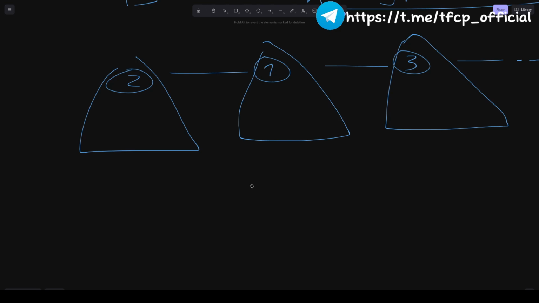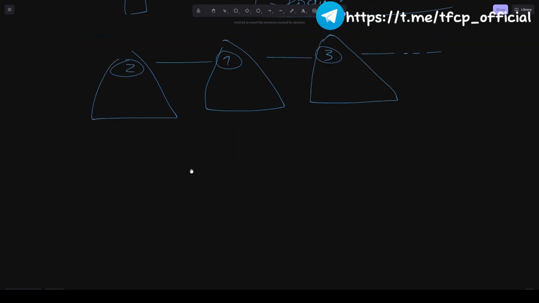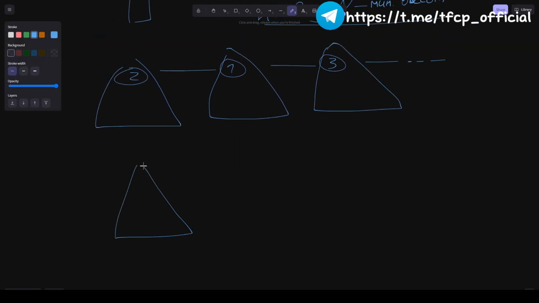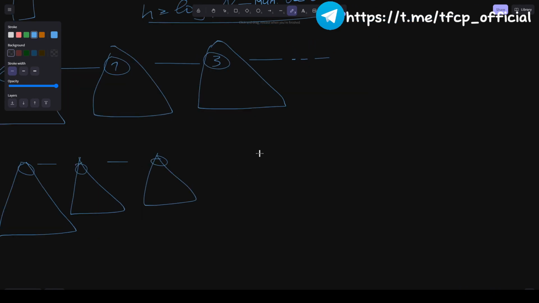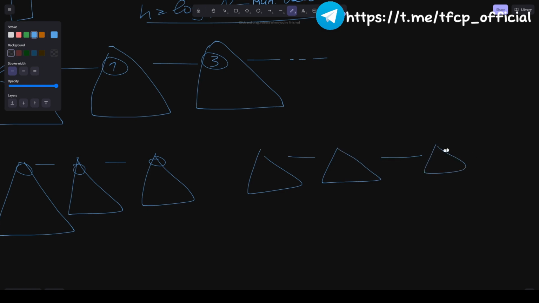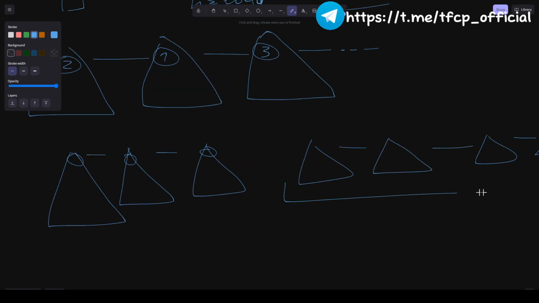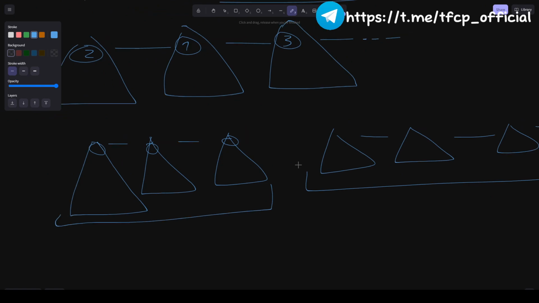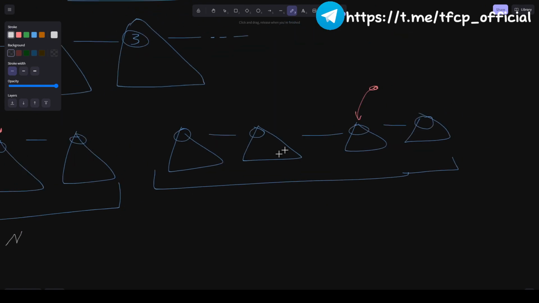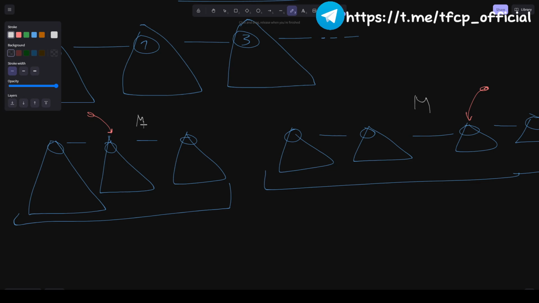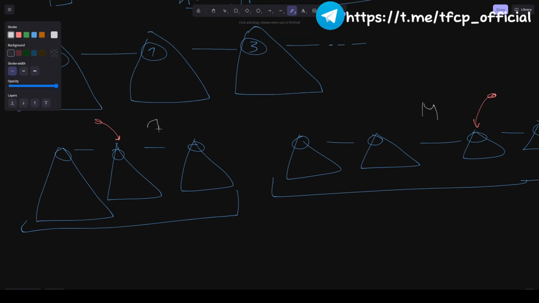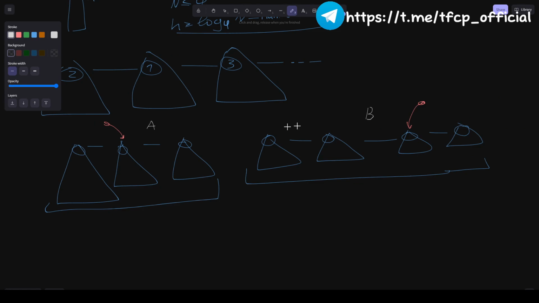Now we can move on to merging two heaps. Here we have a heap. The first one is some kind of list of Fibonacci trees. There is another heap, which is also a list of Fibonacci trees. Here is the first, here is the second. How do we merge them? These red ones are the minimum. I showed it once, and that's it.